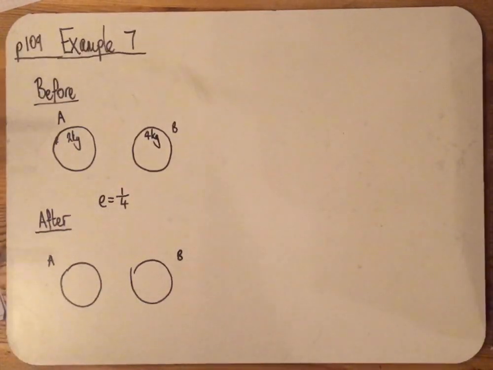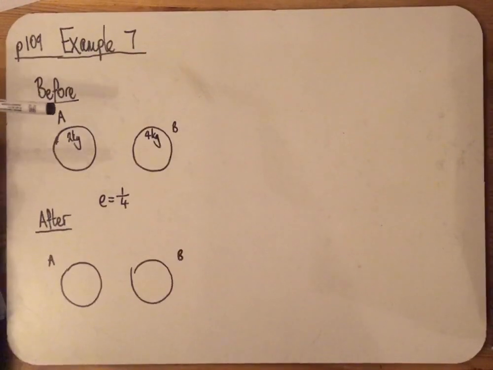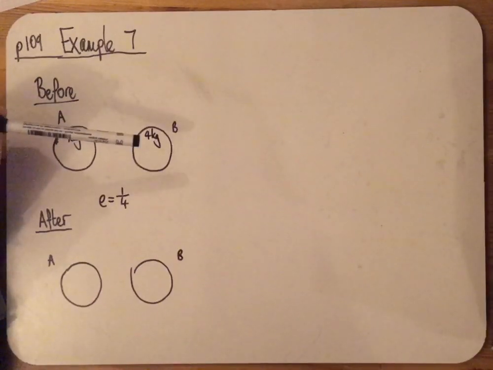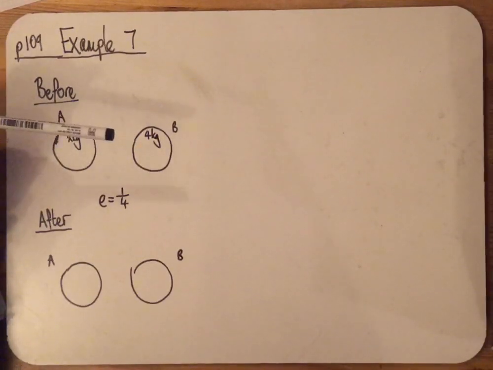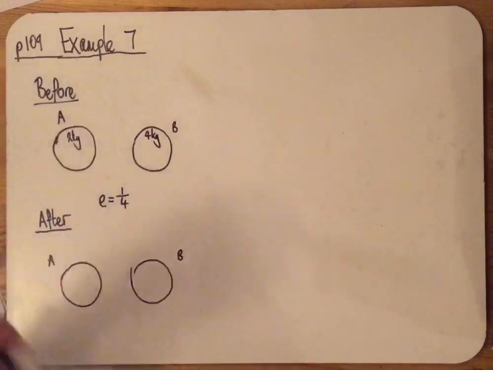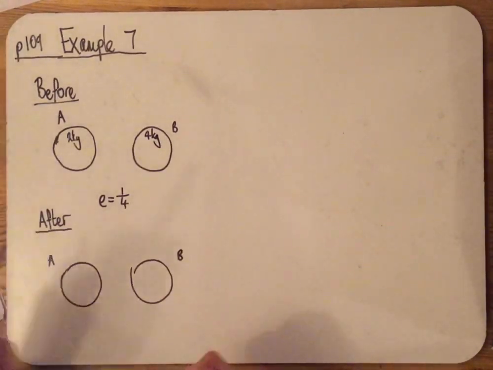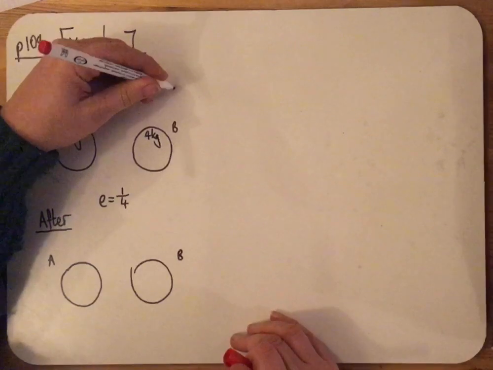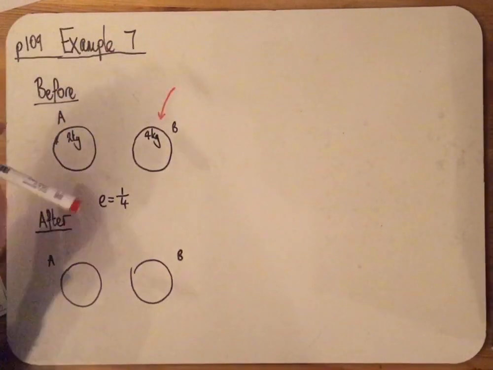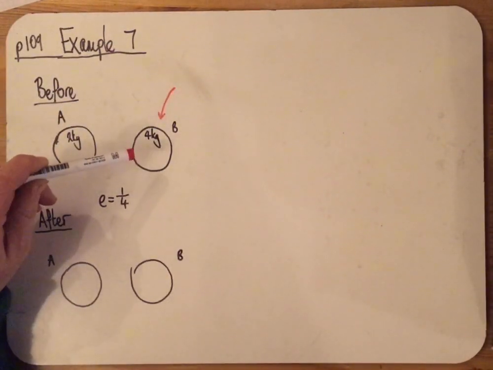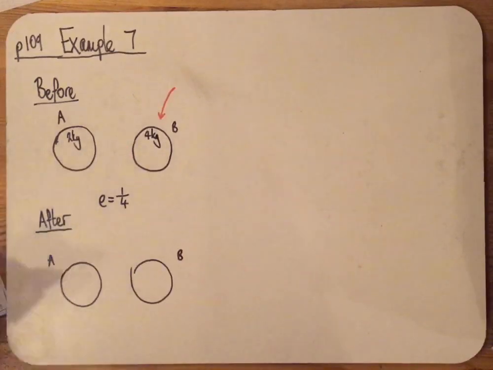Right, this is example 7 on page 109 in your textbook. If you want to get the full wording, then look it up in there. But we have a sphere A of mass 2 kilograms moving with speed 6 meters per second collides obliquely with a sphere B of mass 4 kilograms. Just before the impact, B is stationary. So what that means is that after impact, the sphere B will move along the line of centres.